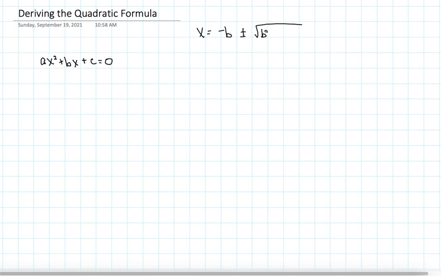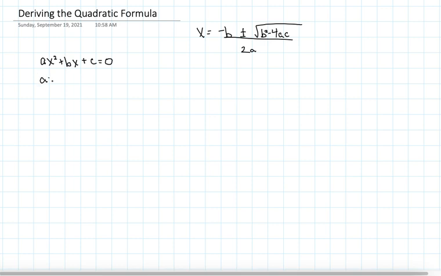Hi, we will just derive the quadratic formula real quick. So I started with the quadratic equation in standard form, ax squared plus bx plus c equals 0, where a is not equal to 0. And then remember we want to get to the quadratic formula, so we want to go x equals negative b plus or minus the square root of b squared minus 4ac over 2a. So we're going to start by getting our constant on one side.